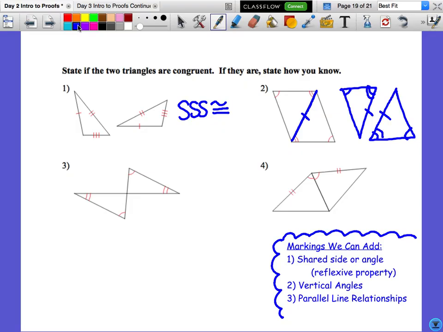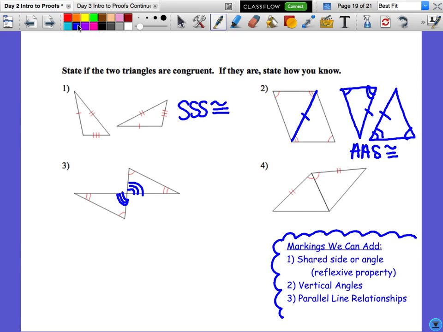Here it is. So now, if I look at the pictures, I've got 2 corresponding pairs of angles and a separate side. It's not the side between them. So we have angle, angle, side congruence. Now number 3, we have vertical angles here. So I can add that to my picture. That's the second thing we can add so far.